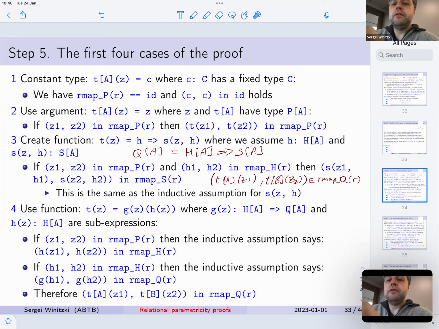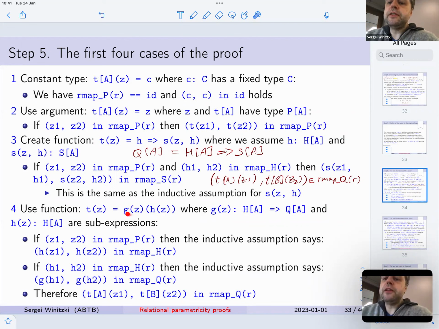And the inductive assumption for this is that it satisfies its relational neutrality law with two free variables, which is a tuple of this kind. So then it's this and this must be in their relations. That's just the same as the inductive assumption that S satisfies its law. So then this holds. The fourth case is when we use the function.